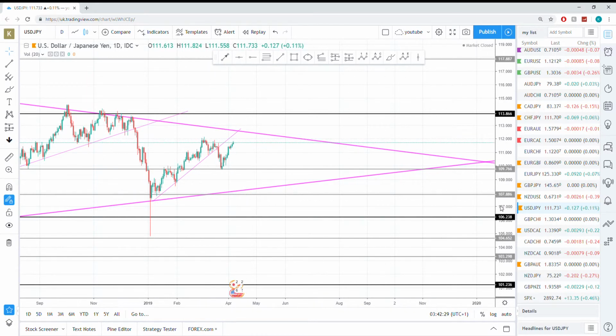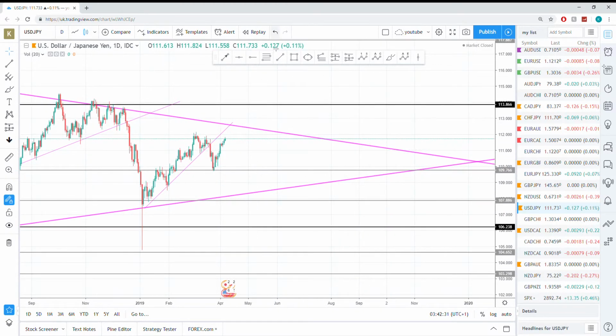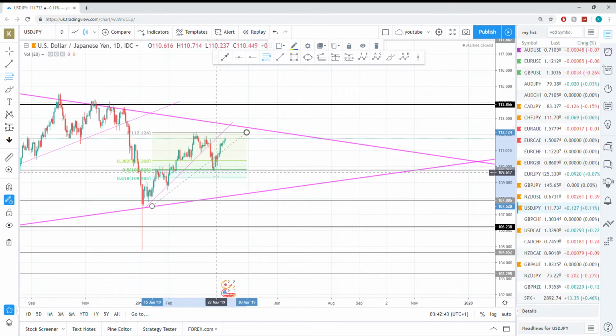So it would be a good idea to see what happened. We should grab our fib tool actually and see where we would take it. Yeah, so the 0.5, 50% level on the fib, and we see that this ratio was respected.